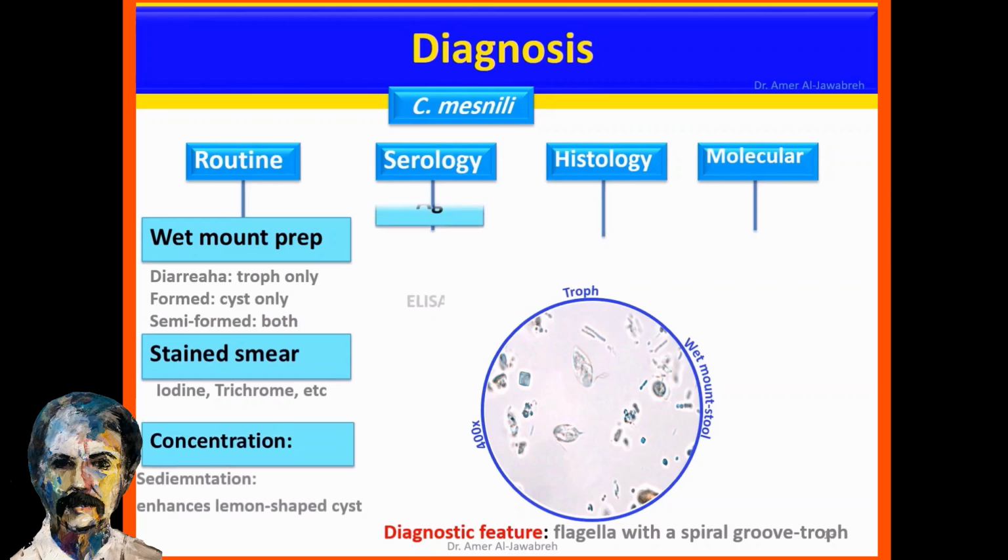Stained smear: you can do iodine, quick, just one drop, or trichrome stain, which is demanding, with very long steps, and needs experience. Iodine is easy. Sedimentation.